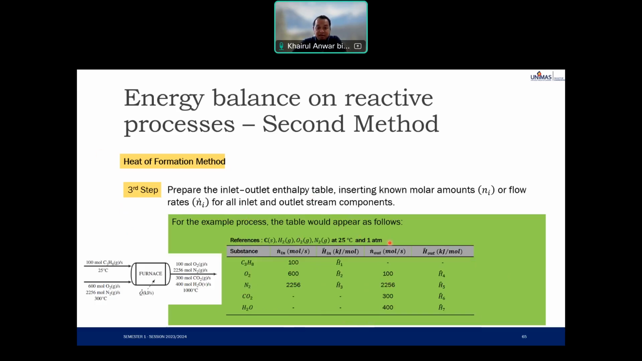Don't forget to write the reference. The way you write the reference for heat of formation and heat of reaction is different. I see the difference. But the reference point is the same, 25 degrees C and 1 atm. Why? Because of table B8, easy to do if you choose this reference point.